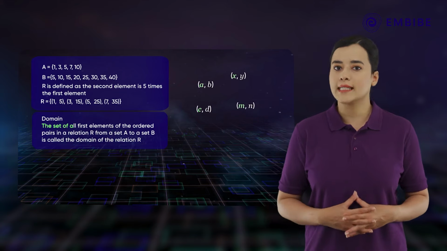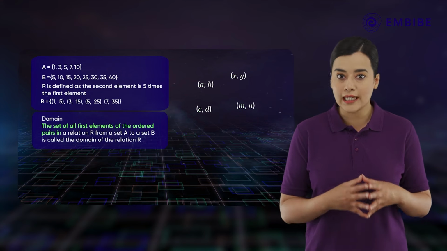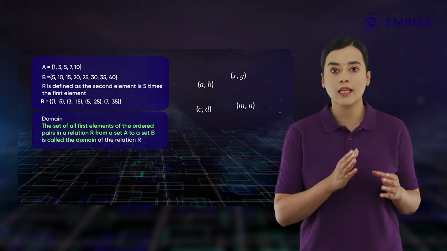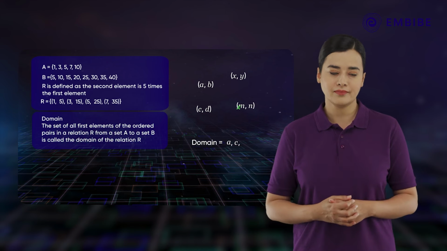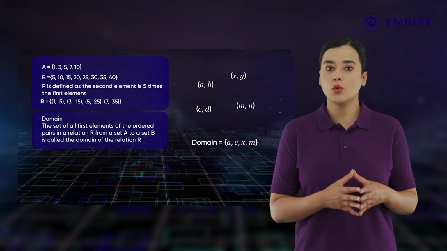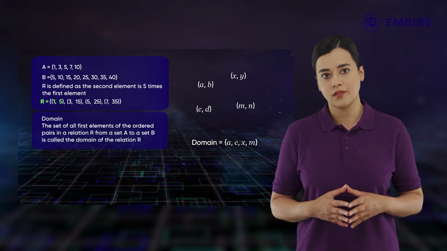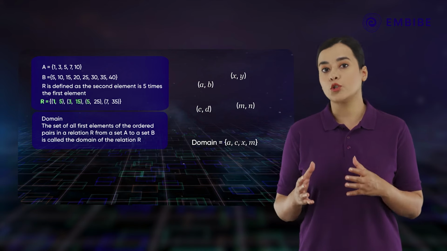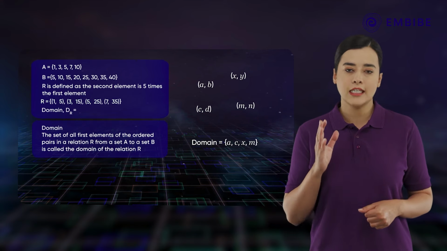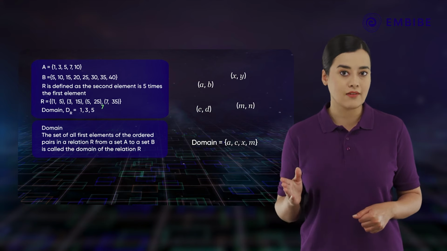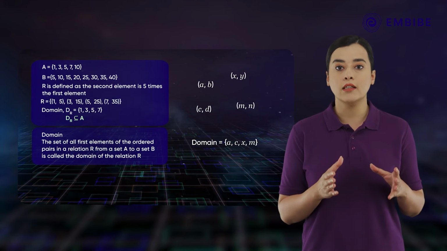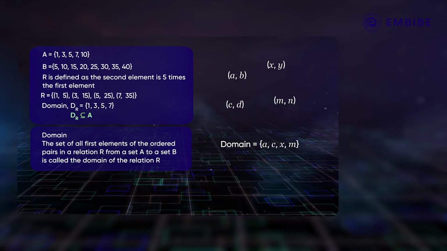The set of all first elements of the ordered pairs in a relation R from a set A to a set B is called the domain of the relation R. Now from the example, we consider the relation R equal to the ordered pairs (1, 5), (3, 15), (5, 25) and (7, 35). Is the domain D equal to the set {1, 3, 5, 7}? Note that for a relation from set A to set B, the domain would be a subset of set A.